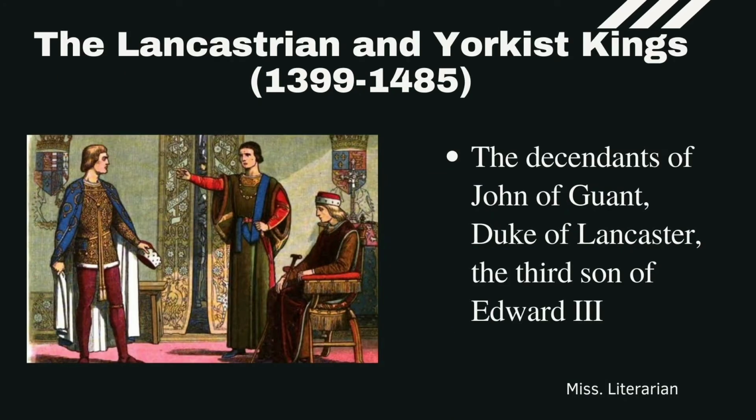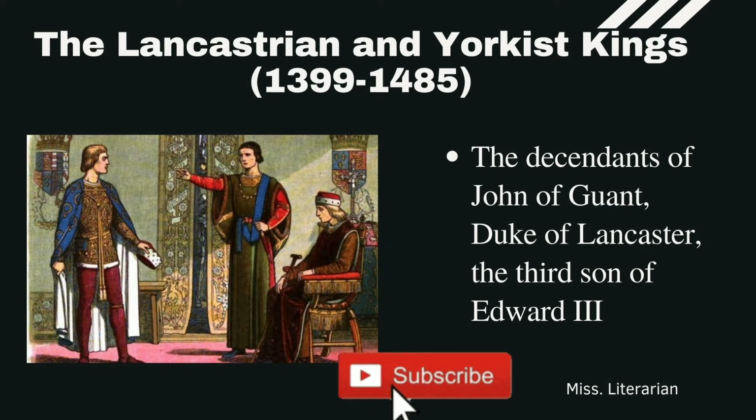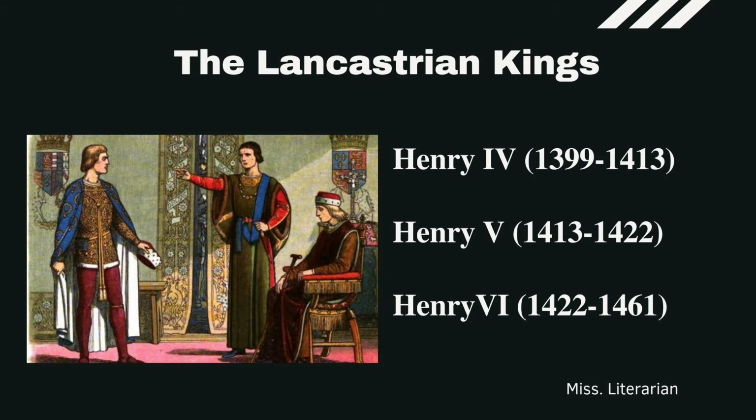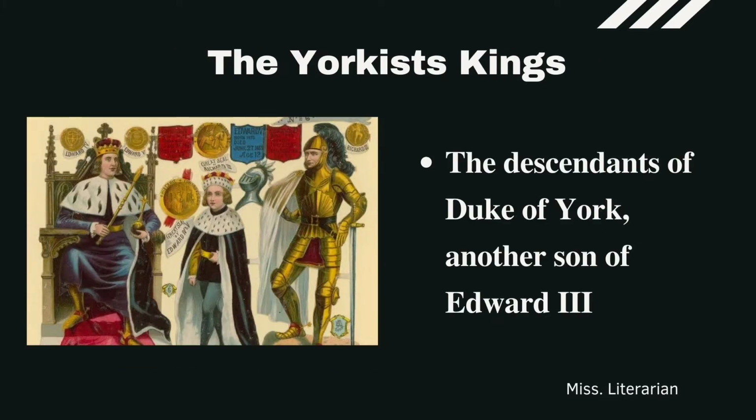The Lancastrian Kings were the descendants of John of Gaunt, who was the Duke of Lancaster and also the third son of Edward III. This dynasty had three kings. They are Henry IV from 1399 to 1413, Henry V from 1413 to 1422, and Henry VI from 1422 to 1461. The Yorkists were the descendants of the Duke of York, another son of Edward III.